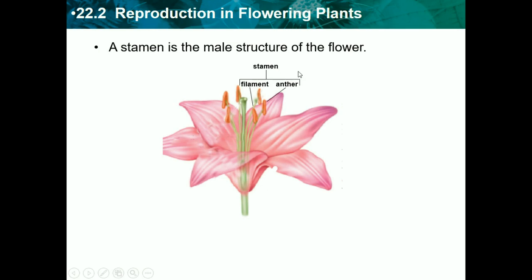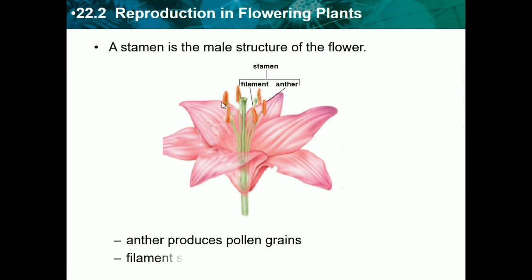This picture is pretty blurry here, so I'll explain it. The filament is the green lines going upwards, like the branches, I guess. And then the anthers are the little red things on top, which are full of pollen, and we have to remember which one's which. So we have the stamen, which is the male part, which includes the filament and the anther.